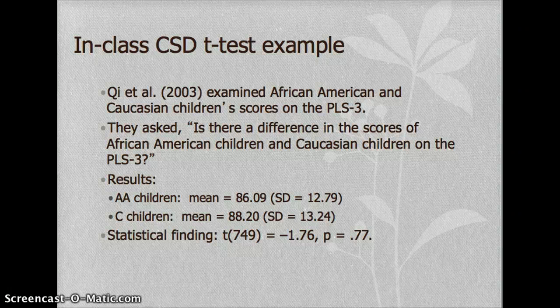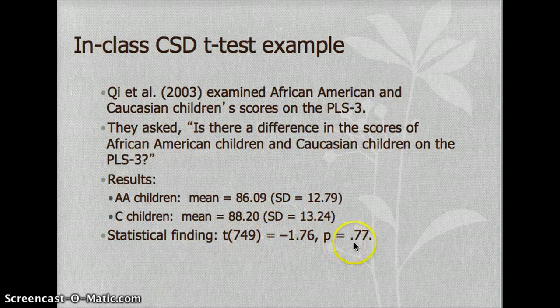Okay, so in another study, they examined African American and Caucasian children's scores on the preschool language scale. They asked, is there a difference in the scores of African American children and Caucasian children on the preschool language scale 3? And so the results were the African American children, here's their mean and standard deviation. Here's the Caucasian children's mean and standard deviation. And here are the statistical findings.